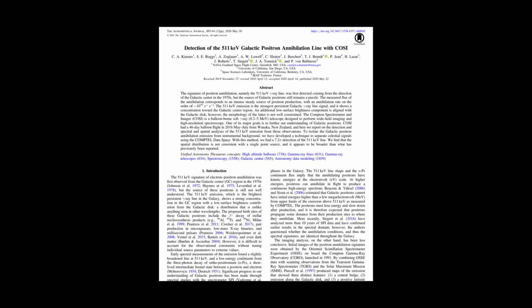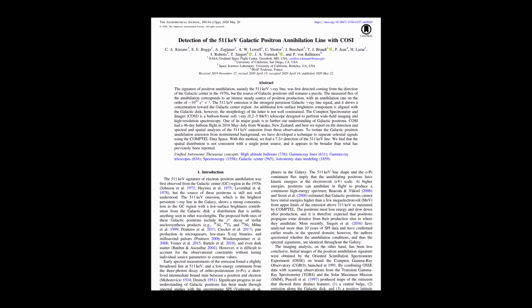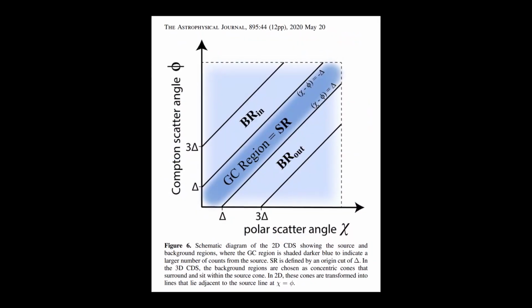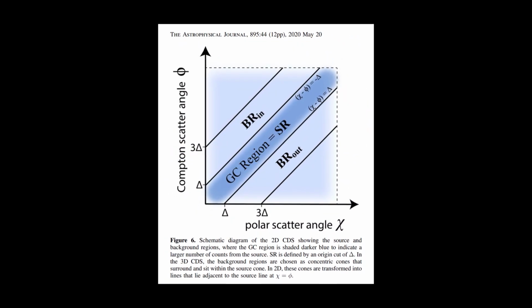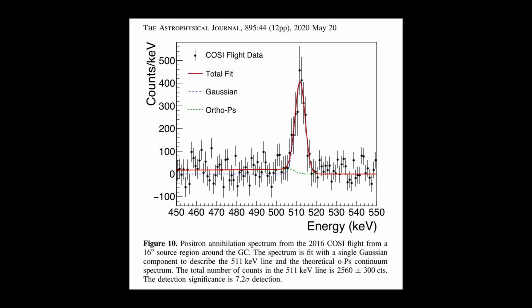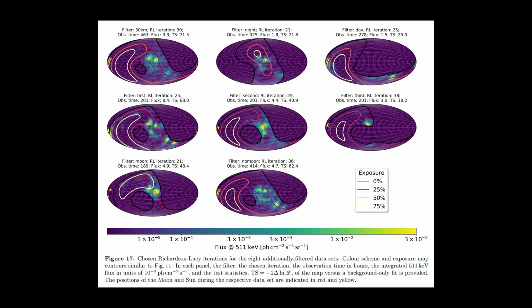In particular, regarding galactic positrons, the 511 kiloelectron-volt emission is the strongest persistent galactic gamma-ray line signal. The team was able to isolate the emission from instrumental background and states that this is the first detection of the positron annihilation signal from the galaxy.